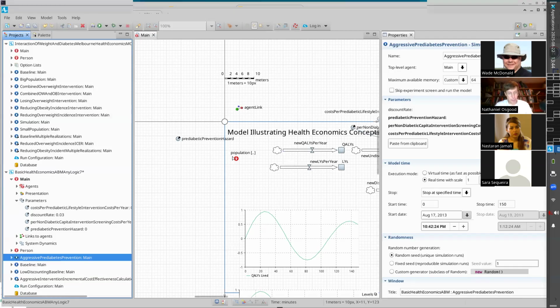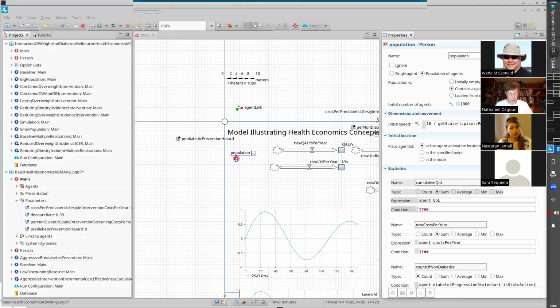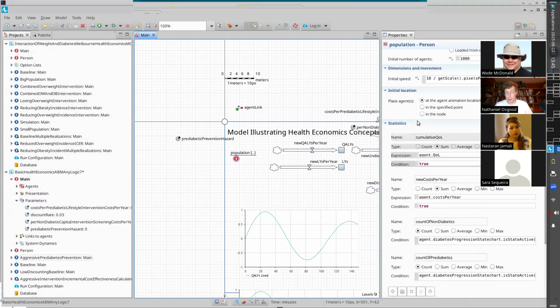Now, within this model is a construct that you're broadly familiar with, namely a population, and that's a population of people. You'll notice there's a set of statistics computed from that, which include, importantly, certain health economic quantities, such as cumulative quality of life or new costs per year or count of non-diabetics, et cetera, and count of pre-diabetics.